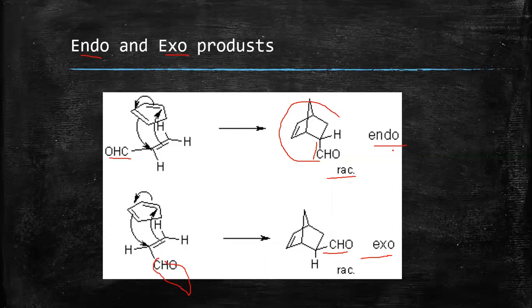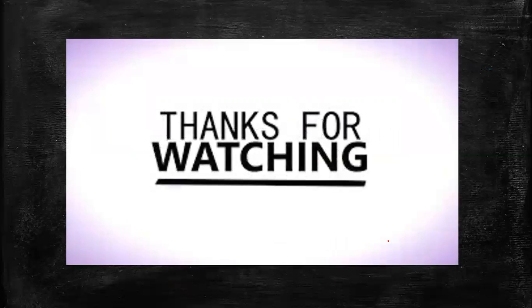So if the dienophile has the substituent on the same side towards the interacting diene, it would give endo product, and if it is away from the diene, it would give exo product. Endo is favorable according to the kinetics of the Diels-Alder reaction as compared to the exo product. This is all about the Diels-Alder reaction.